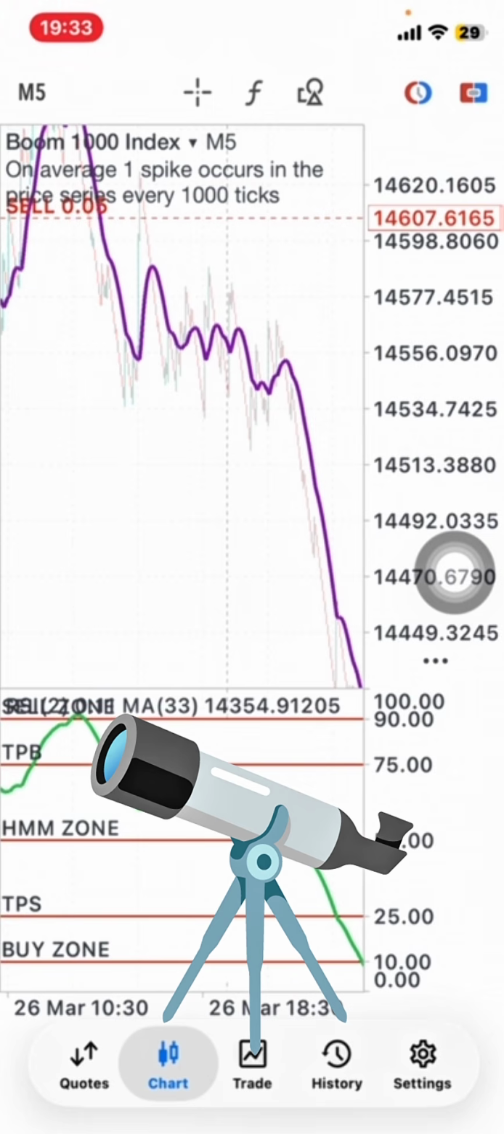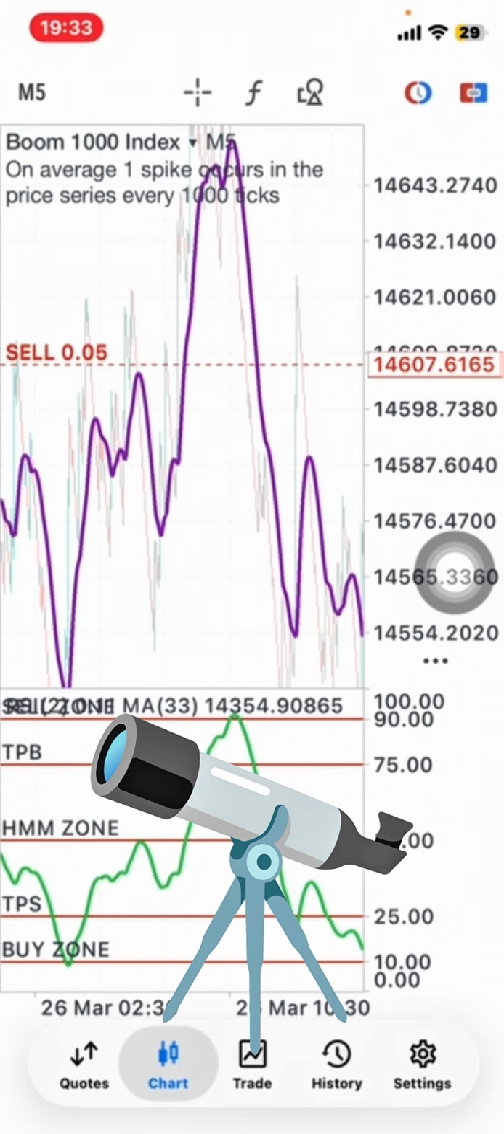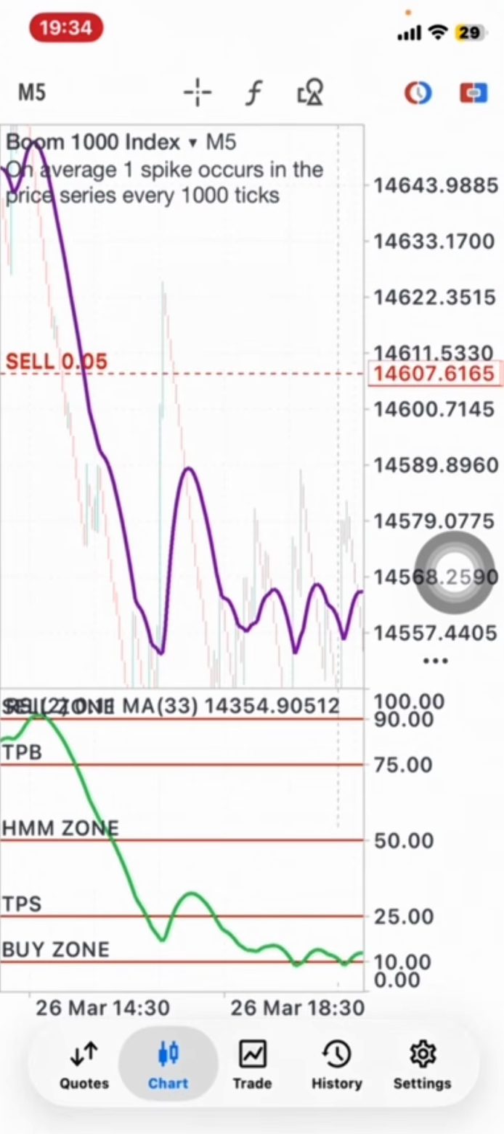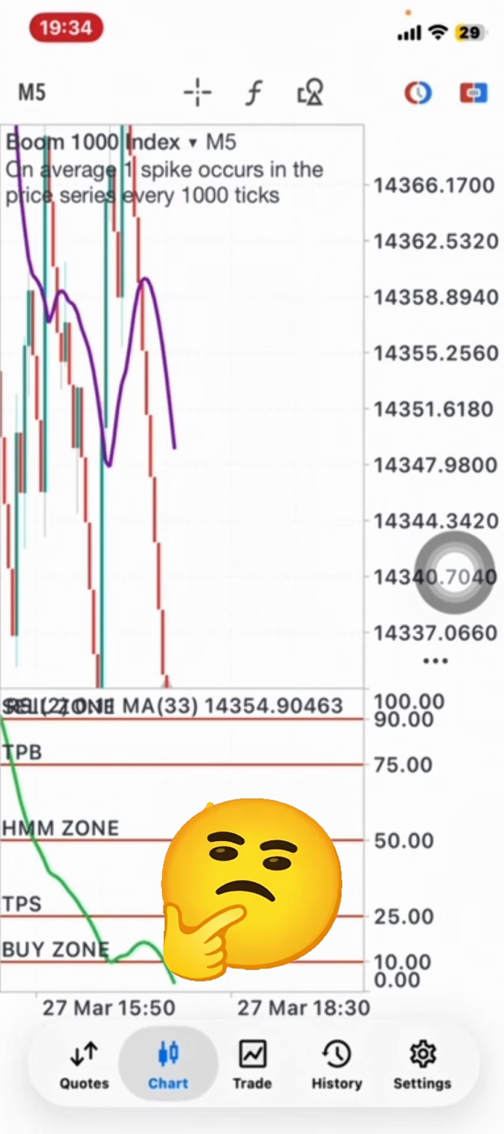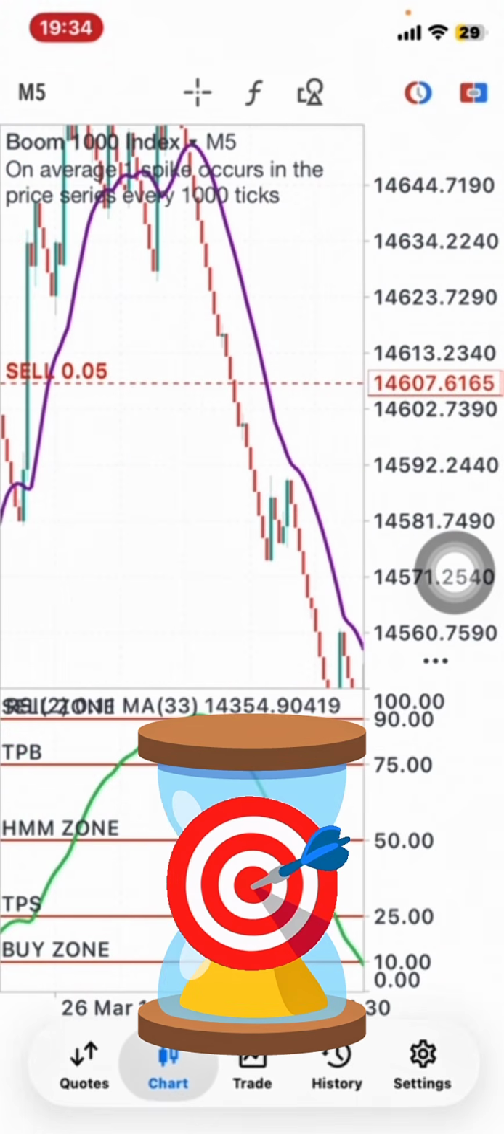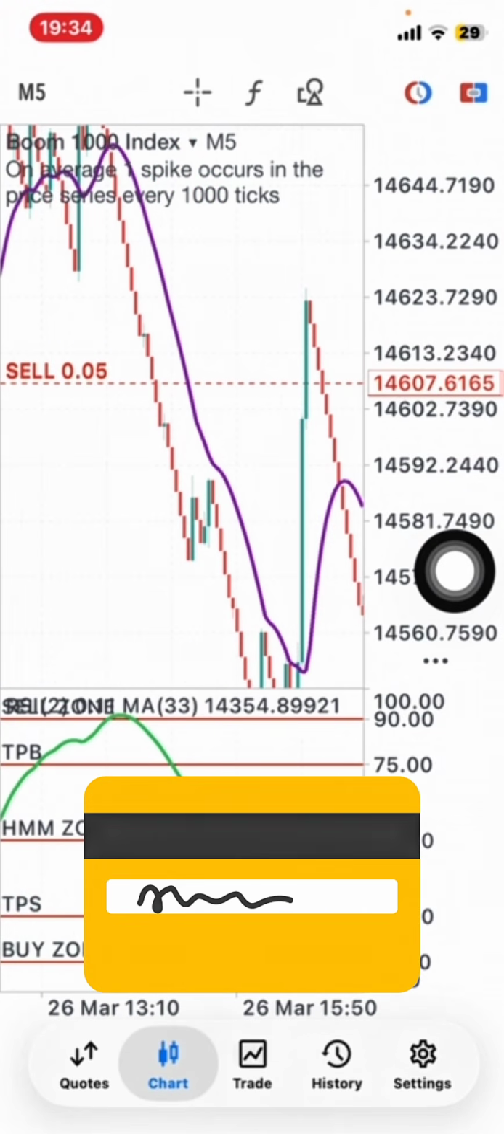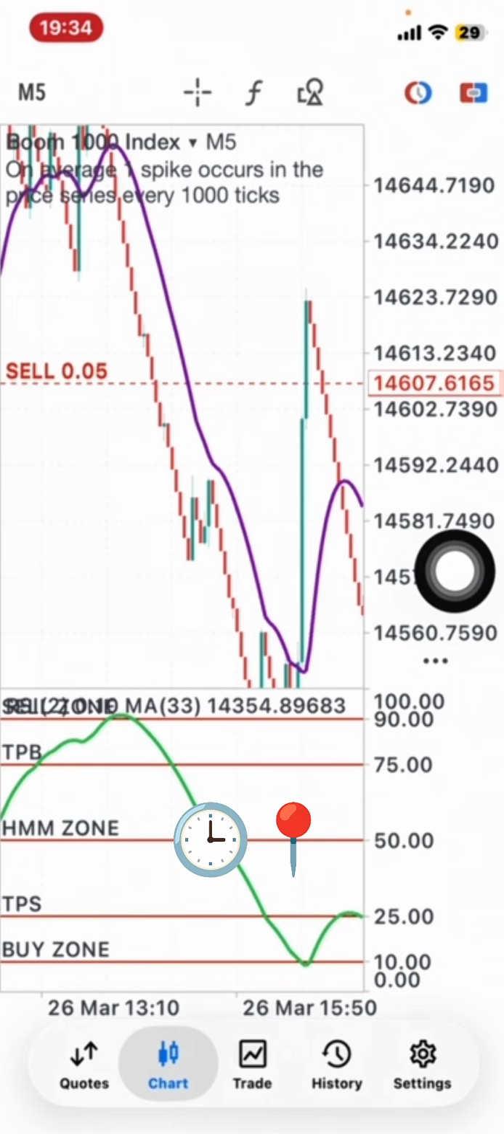Number 1, for the zoom level, this is the last zoom level. You can use 1. You can add another one, 2. This is okay. I think this is very, very okay. So now, how do you enter trade with this strategy? For sell, you can use this. For buy, you can use the opposite. So now, look at it here.